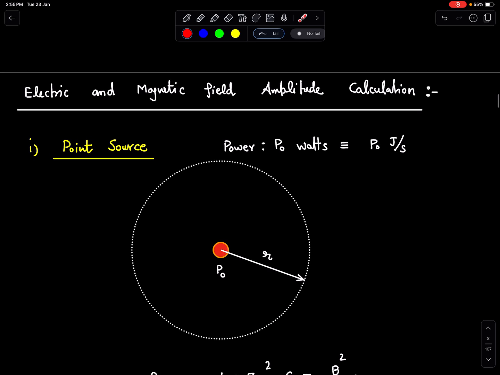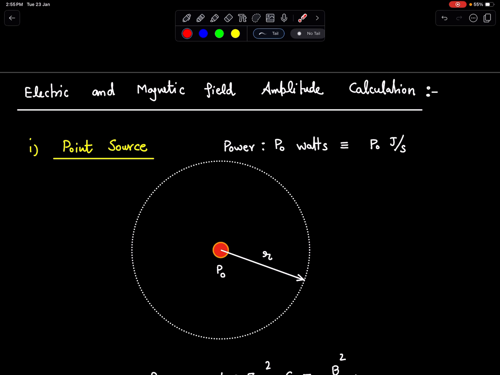Next is electric and magnetic field amplitude calculation. For a point source, direct questions will come on this part: there is a point source of power P naught, and at a distance of R, what is the amplitude of the electric field or magnetic field? It's very simple, its power is given as P naught watts, or joule per second.